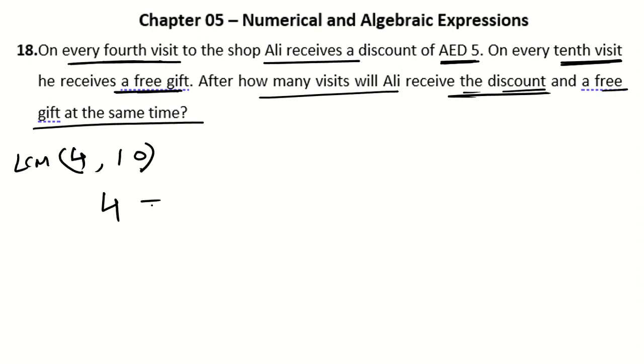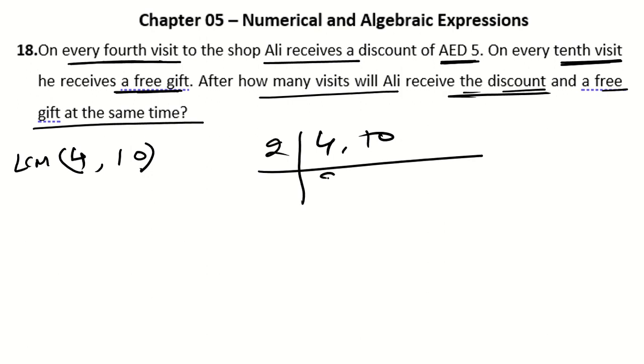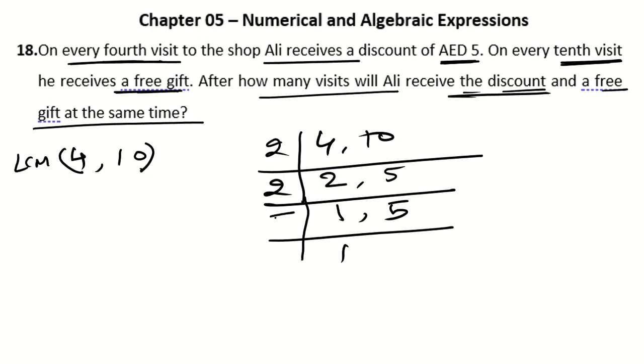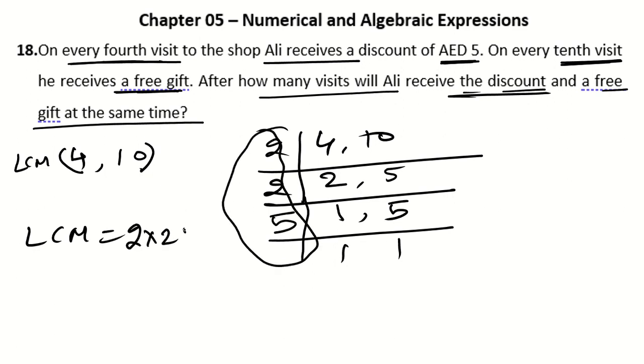So let's do it. 4 is equal to 2 multiply 2, or you can do it with the table. I think it will be easy for you. 4, 10, just divide it. You can divide it by 2. So 2 times 2, 4, 2 times 5, 10. Again, we can divide it by 2. So 2 times 1, 2, or 5 divided by 2, not possible. So 5 write same to same here. 1 already down, and 5 divided by 5 is also 1. So what will be LCM? LCM will be multiply all these numbers, okay? So 2 multiply 2 multiply 5 means 20. So when you will have the 20th visit, then you will receive a free gift as well as a discount of 5 dirham both. Okay.